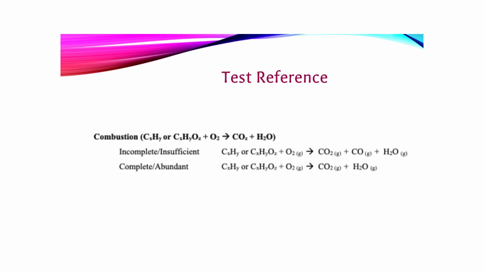This is taken right from the reference sheet, and we're going to be looking at the 2 main types, which are incomplete combustion, when you have insufficient oxygen, or complete combustion, when you have an abundance of oxygen. So you have plenty of oxygen. And you can see that the difference is, in a complete combustion, the only 2 products are carbon dioxide and water. In insufficient oxygen, where there's not enough oxygen, you also produce carbon monoxide.